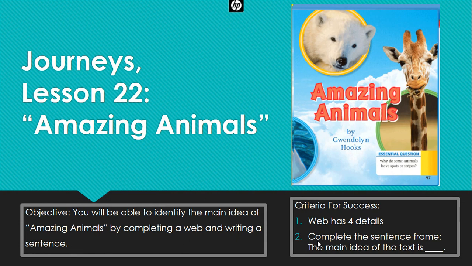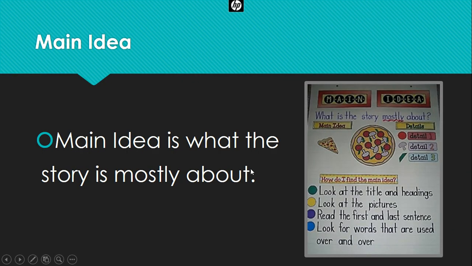Today, we're going to do an activity with it. Are you ready? Good. Today, we're going to be able to identify the main idea of the text Amazing Animals. And we're going to do this by completing a web and writing a sentence. Our web has to have 4 details, and we're going to complete the sentence frame. The main idea of the text is. All right, let's get started.